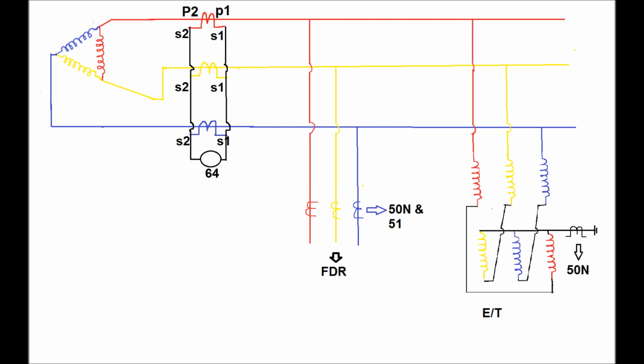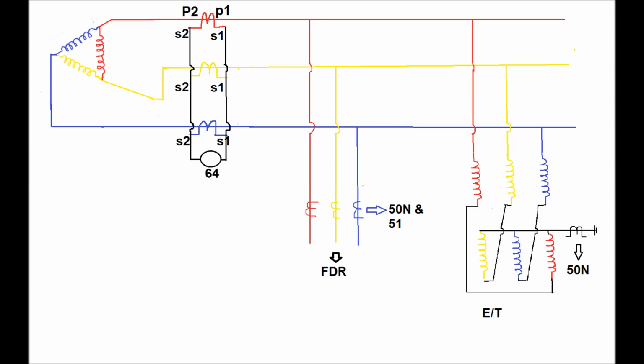Hello friends, today I will discuss why the earthing transformer neutral is always connected to earth, and what will happen if the neutral of the earthing transformer is not connected to earth. In India, the 33 kV system is in most cases a delta connected system.